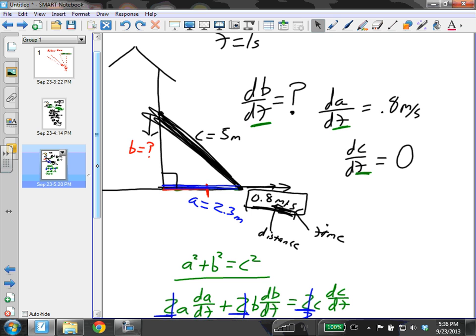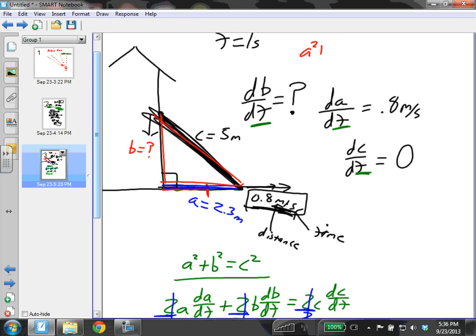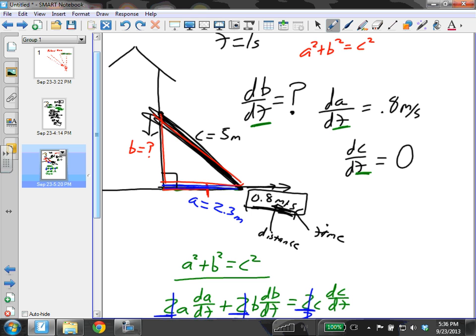So let me change colors. I'll go to the red here, and we're looking for B. Remember, this triangle right here is connected through the Pythagorean theorem, which says that a squared plus b squared equals c squared. So if at time t equals 1, A is 2.3, and C is constantly 5, we can figure out what B will actually be. What will be the length of B at 1 second? So we'll use all of our other measurements for 1 second and figure out what B should be for 1 second.